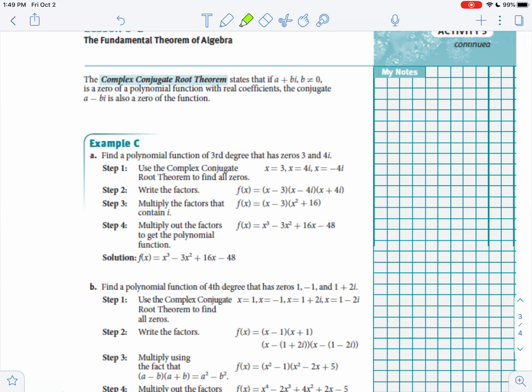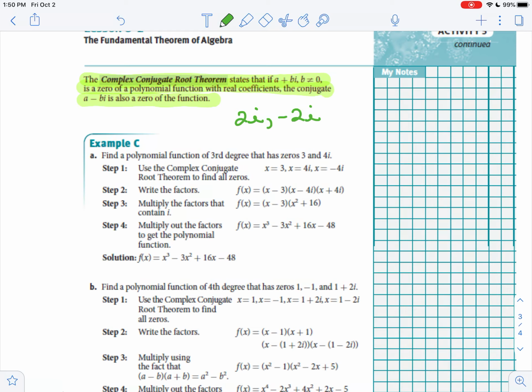Okay, so here we start talking about something called the complex conjugate root theorem. And basically what it says is that if a plus bi is a root and b is not equal to 0, meaning we have an imaginary, and if that's a 0 of the function, well, it has a partner. Its conjugate, a minus bi, is also a 0. So really that just means like if you're told you have a 0 of 2i, well then you automatically have another 0 of -2i. They always are going to come in pairs.